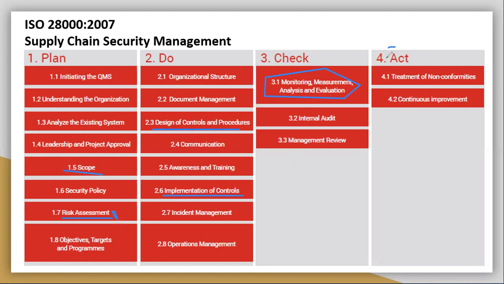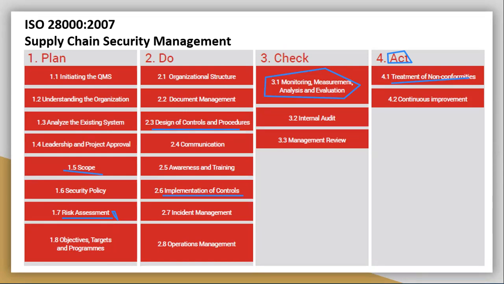Then the final stage, the act. This is a very proactive framework, the act phase, where you treat what? The exceptions, and most importantly, you continue to improve, continuous improvement. That is just a high level overview of ISO 28000.